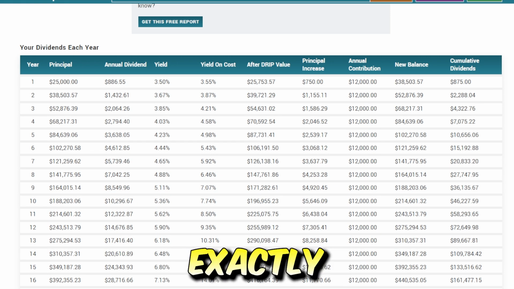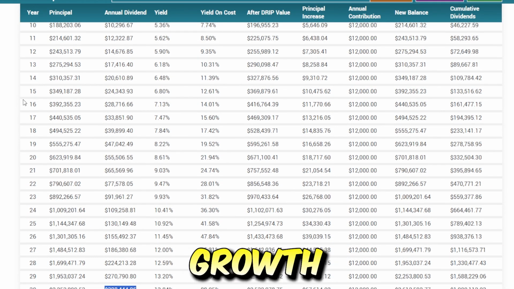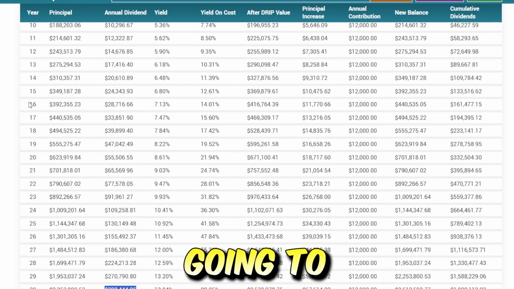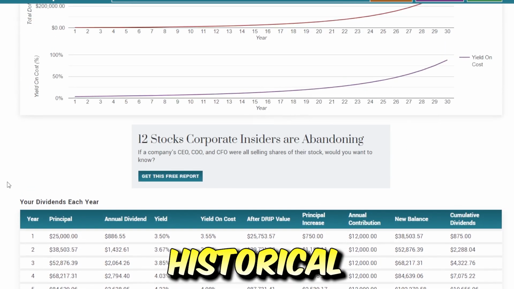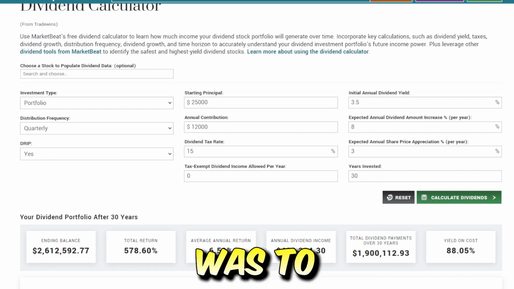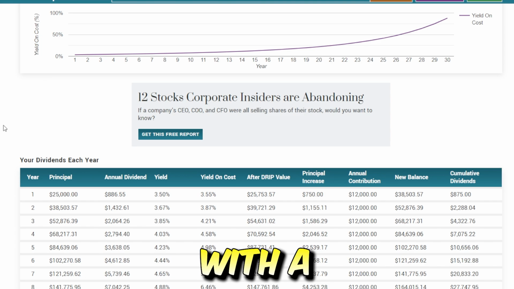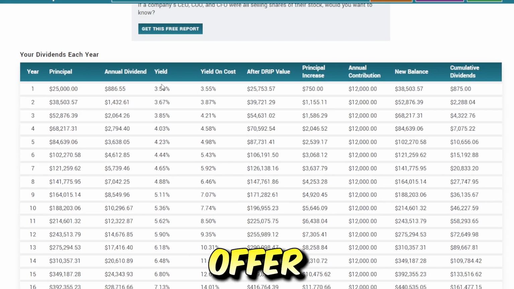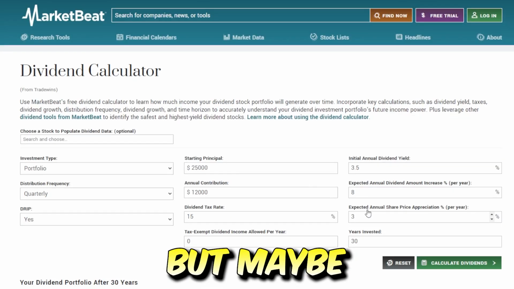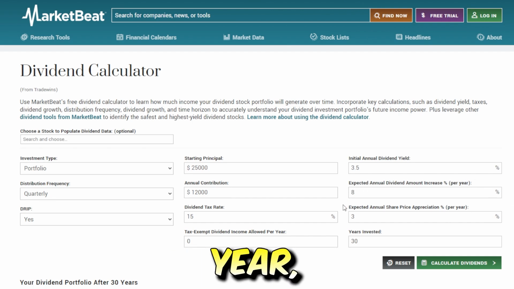Now I get it, we don't know exactly what things are going to cost in the future. We don't know exactly what SCHD's dividend growth is going to be in the future. We definitely do not know what's going to happen in the future. But just going off of some historical performance, we can get an idea of what things could look like if an investor was to invest a relatively small amount of money and just let the power of compounding do its thing with a specific ETF that does offer a nice starting dividend yield, but maybe even better, an expected annual amount of dividend increase of around 8% per year, which again is even lower than some of the past years.